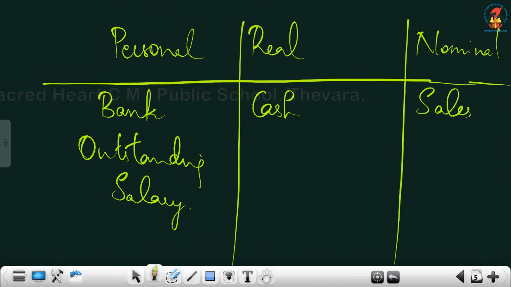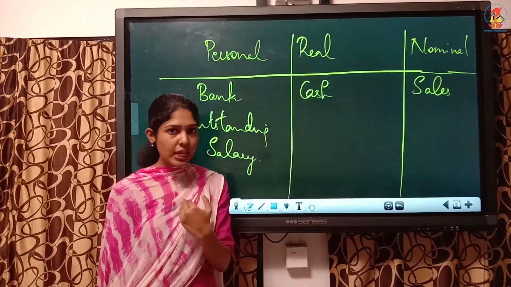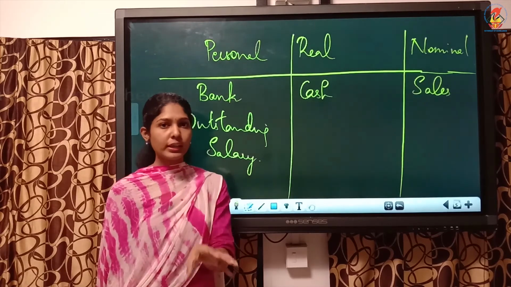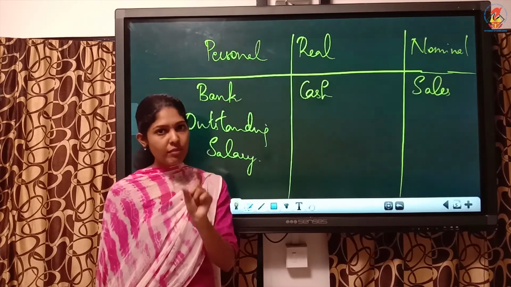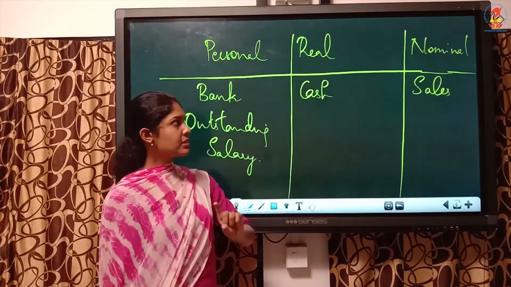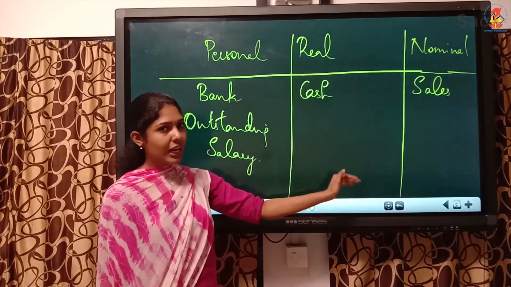Then fifth one is accrued interest. Accrued interest means interest which is receivable, not yet received. Such items are basically assets. So where will you write accrued interest? Basically it is an asset. So we can write under real account.